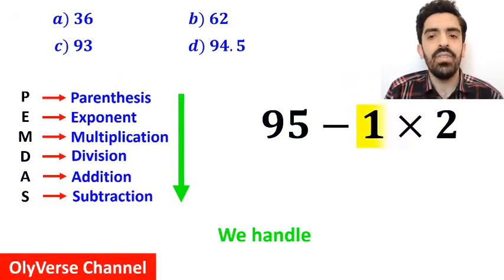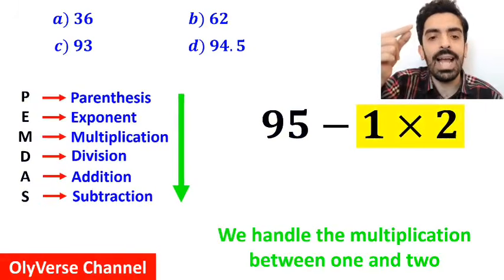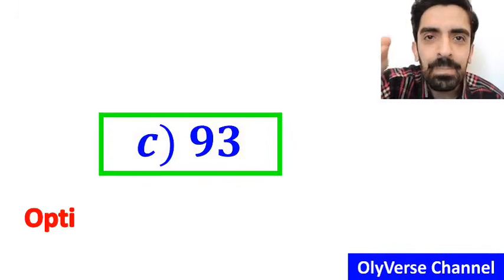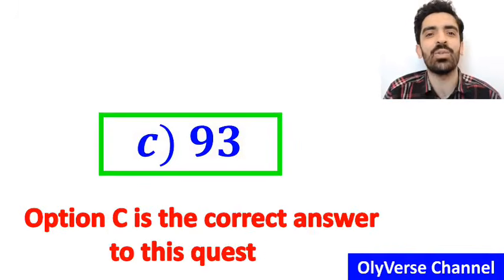In the final step, we handle the multiplication between 1 and 2. And this expression simplifies to 95 minus 2, which finally gives us the answer 93. That's great. Option C is the correct answer to this question.